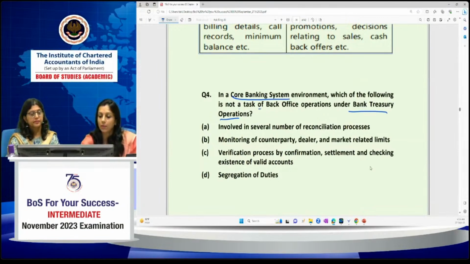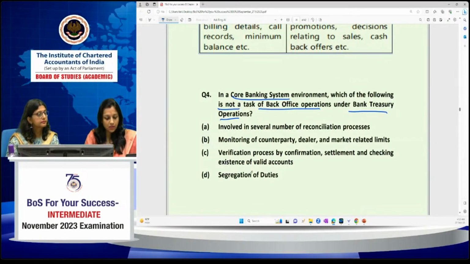Then you have the back office operation. We know that in the case of the core banking system, we have the front office operation and back office operation, and both are controlled by the central server, right? There are certain options given over here, and you have to find out which of the following is not a task. If you understand the topic of bank treasury operation, you can find what is not performed by the bank treasury operations. I guess students have given the answer.